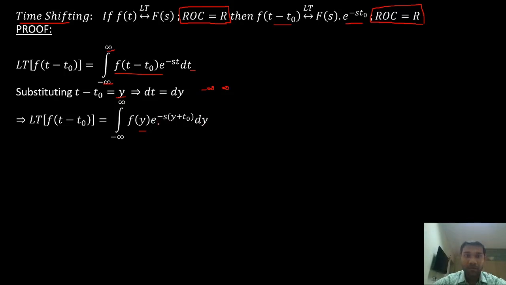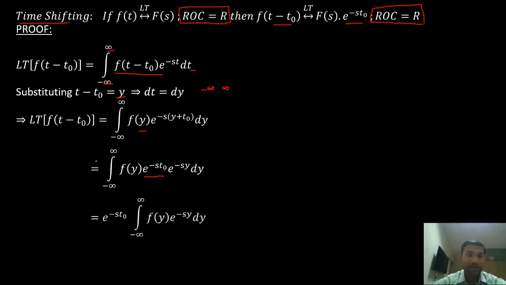Now this term e power minus s into y plus t naught, I can write as multiplication of two exponentials, e power minus sy and e power minus s t naught, right? Since e power minus s t naught is independent of the integrating variable, right? It is independent of y. So this is a constant, so I can get it outside the integral. And what is left? Integration minus infinity to infinity f of y e power minus sy dy.